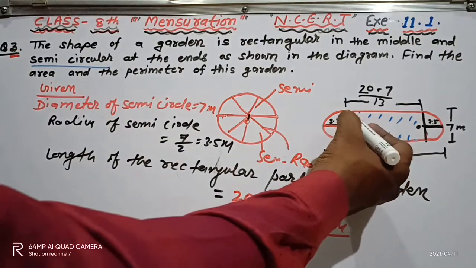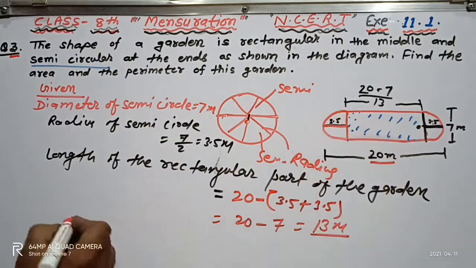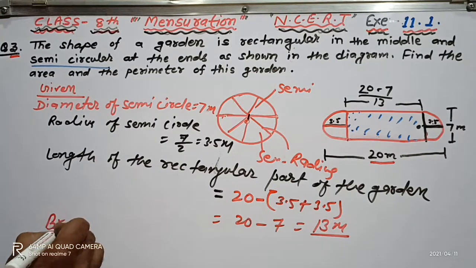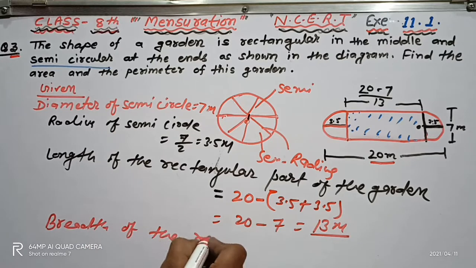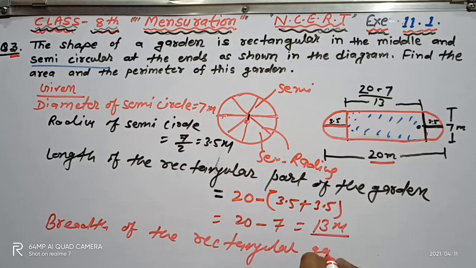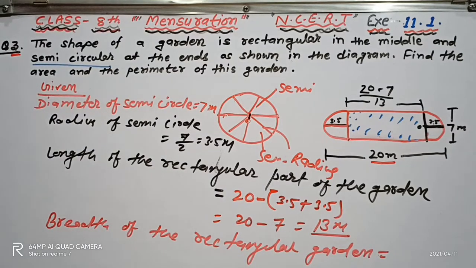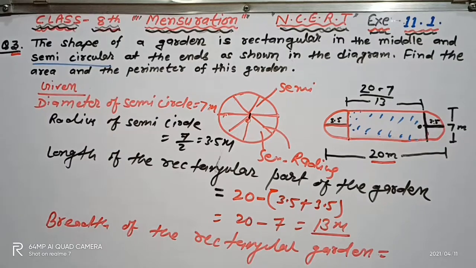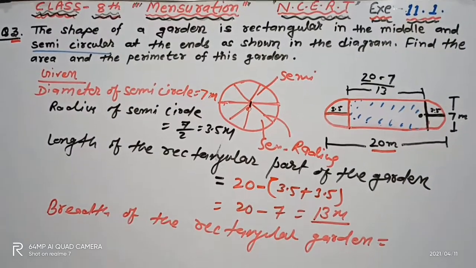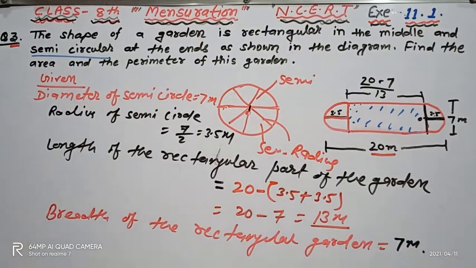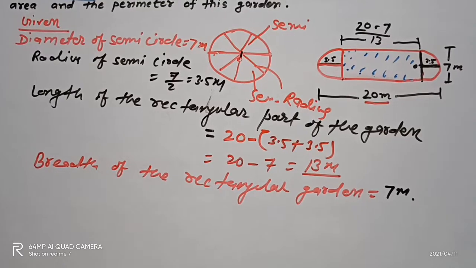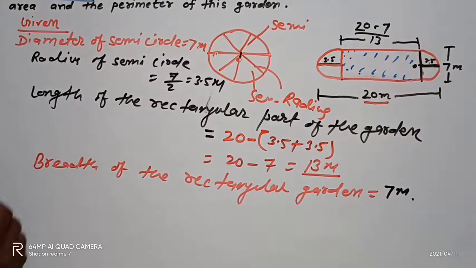And the breadth will be the altogether of this. This will be the breadth of the rectangular garden. What will it be? That's given already, which you can see here now. The breadth of the rectangular garden will be 7 meter. Clear? So now we have to find the area of this garden. So what will it be?